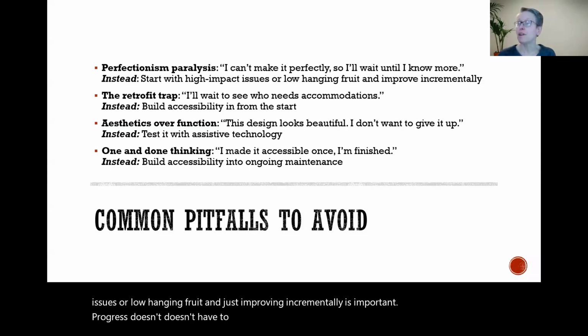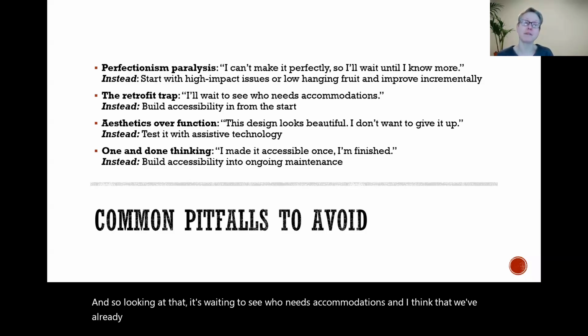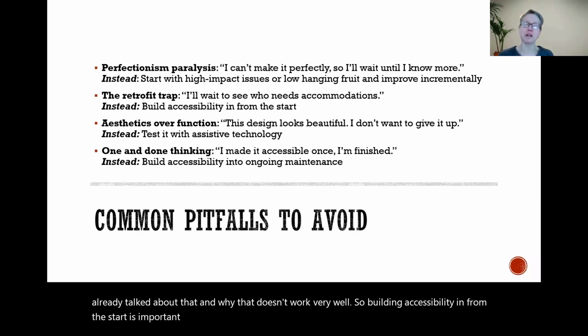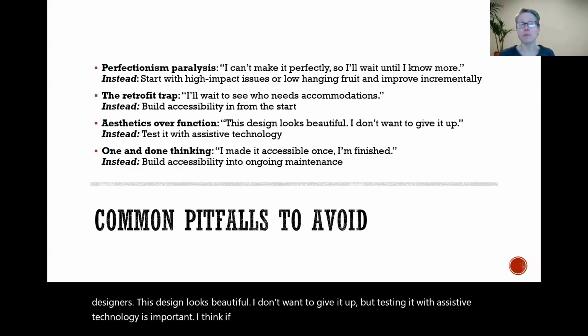I think you've got the retrofit trap. And so looking at that, it's waiting to see who needs accommodations. And I think that we've already talked about that and why that doesn't work very well. So, building accessibility in from the start is important. Aesthetics over function, which I think can be a struggle for instructional designers. This design looks beautiful. I don't want to give it up, but testing it with assistive technology is important. I think if it's not functional, it's not working.